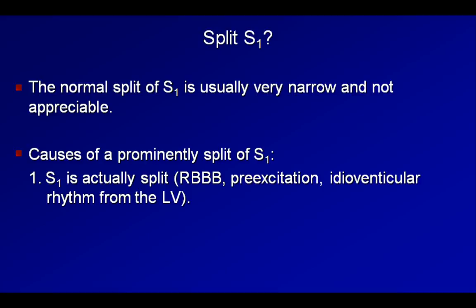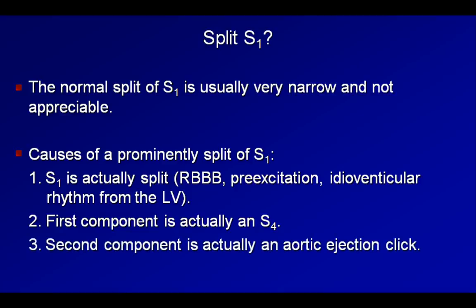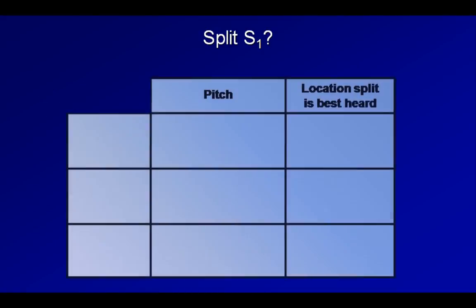The second explanation is that the first component of the split is actually an S4 and not part of the S1. The third explanation is that the second component is actually an aortic ejection click. It can be difficult to distinguish between these three possibilities, but there can be a few hints.